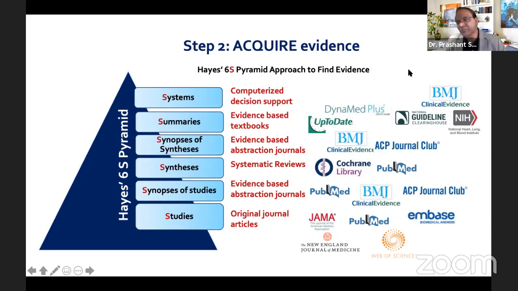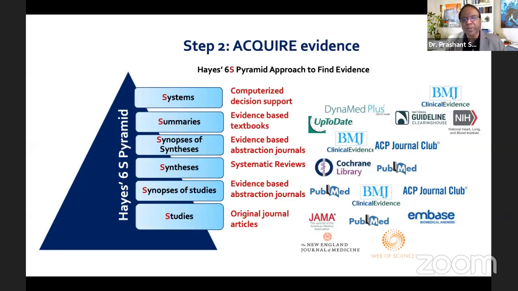So searching for the evidence could be a very daunting task. Okay, so this is the 6S pyramid, which was developed by Hayes and colleagues, which can be used as a framework to structure our search when we are looking for the evidence.